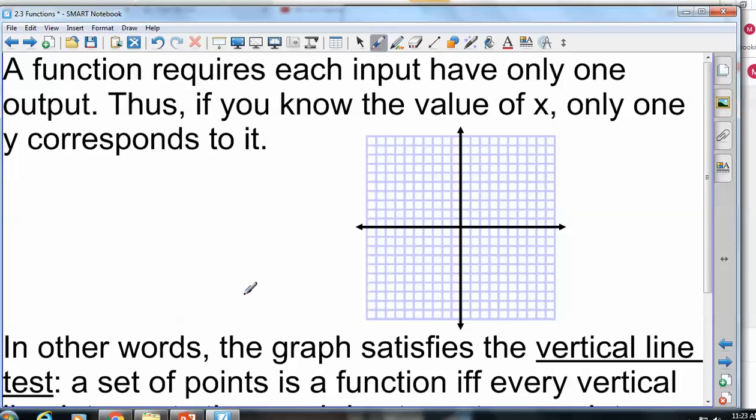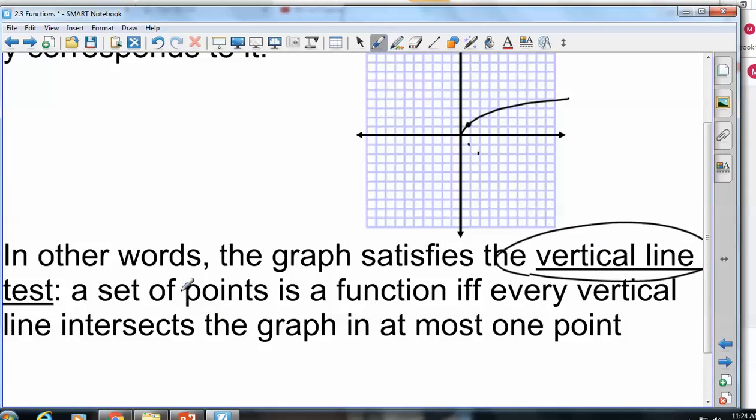So when we're talking about functions, we know that means each input has only one output. Okay, the x can't get repeated. So if you're drawing a graph and x can't get repeated, if I draw something like this, then that means I can't have any other point that also has an x value of 1 or an x value of 2.